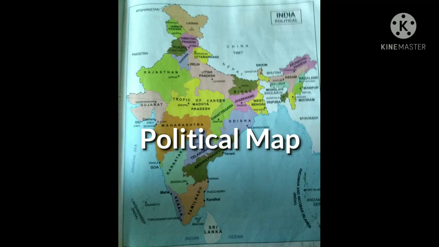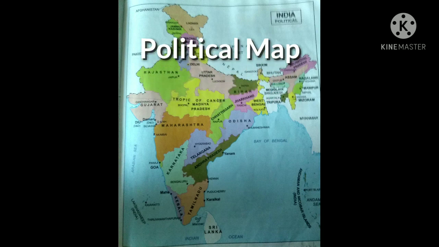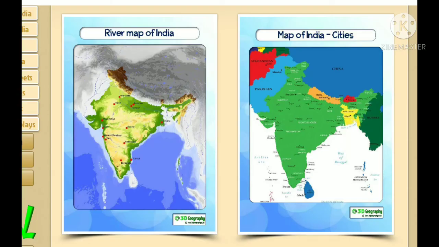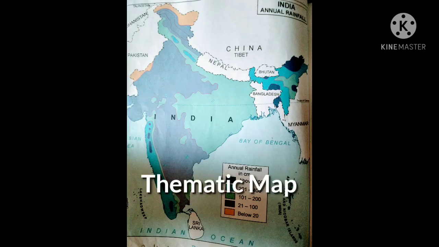Now come on, next is the political map, which shows us different countries of the world and states with their boundaries. So in this map you can see, children, different states of India with different colors. Different colors are showing different states. So a political map shows the geographic boundaries such as countries. It shows roads, cities, and major water bodies.